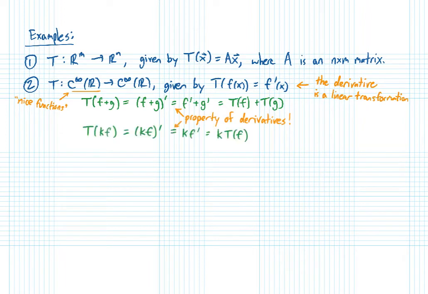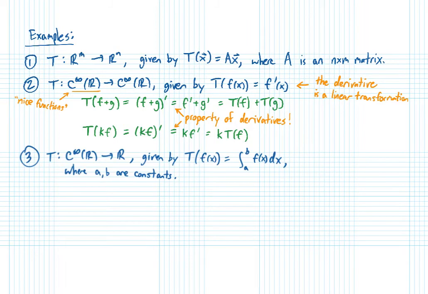And it's because of that property that we see that T of f plus g is T of f plus T of g. And then again, there's a property of derivatives that you can pull constants out when you take the derivative. And that is exactly the property that tells you that T of k times f is k times T of f. So these properties of derivatives that you used all through your calculus classes are the properties that say that the derivative is a linear transformation.